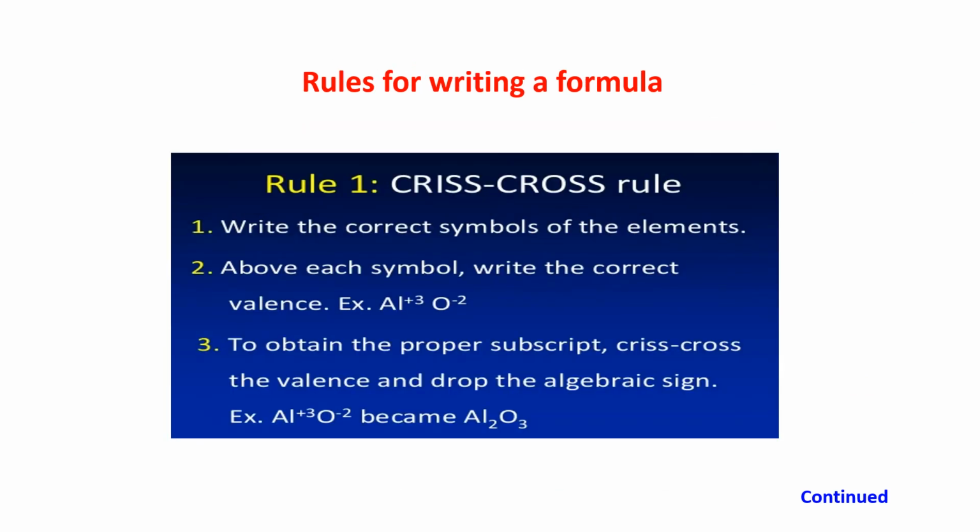The last slide was a general one. Now see here. Rule 1. Crisscross rule. What are the steps that you have to do? Write the correct symbol of the element I told you. Above each symbol, write the correct valencies I told you. To obtain the proper subscript, crisscross the valencies and drop the algebraic sign. I told you, let me show you once again here.